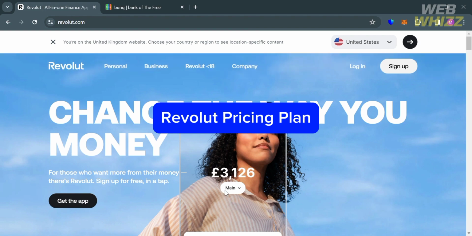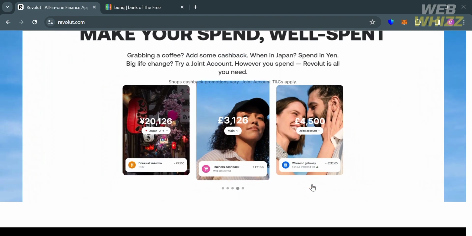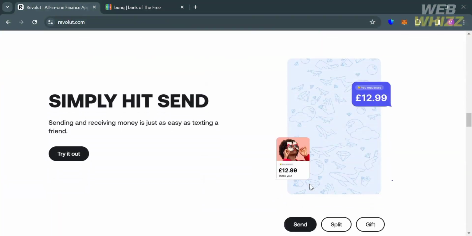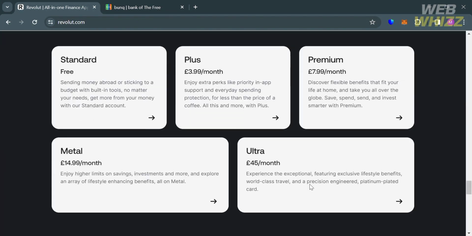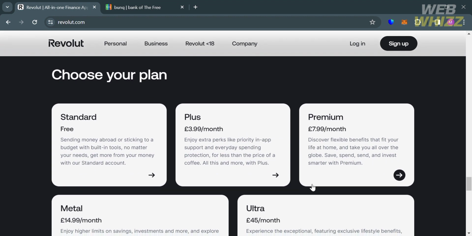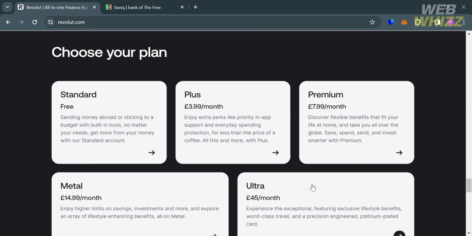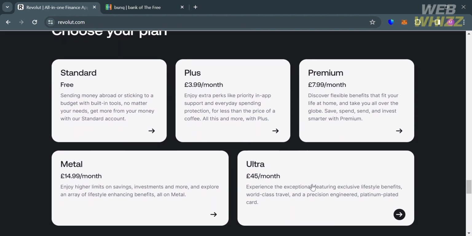If you scroll down below here, it will show you that Revolut offers 4 plans, including Standard, Plus, Premium, and Metal. Below here, it will show you the corresponding prices and the list of benefits included in each plan. The Standard plan includes features like currency exchange, stock trading, and money management tools. It also has an ATM limit of £200.